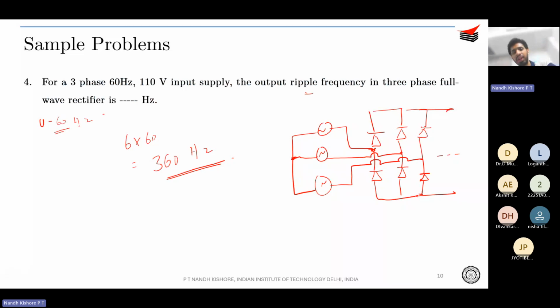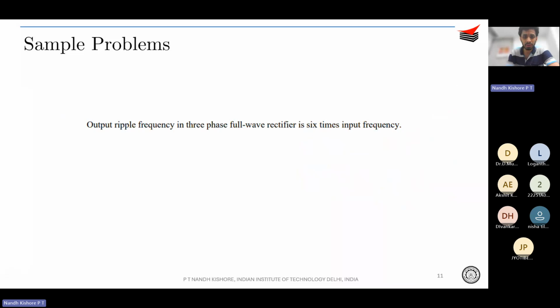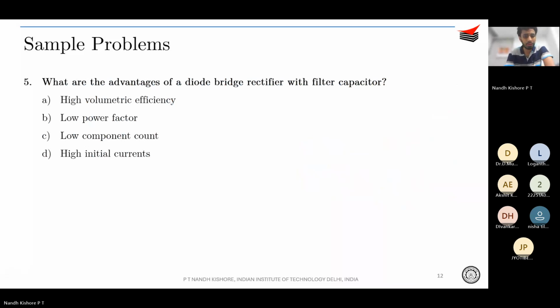Again, this is something you would have studied in the lecture as well, so I'm not going to linger on this for a longer time. Output ripple frequency is 6 times the input frequency for a three-phase full wave rectifier. Okay, so a rare theoretical question.